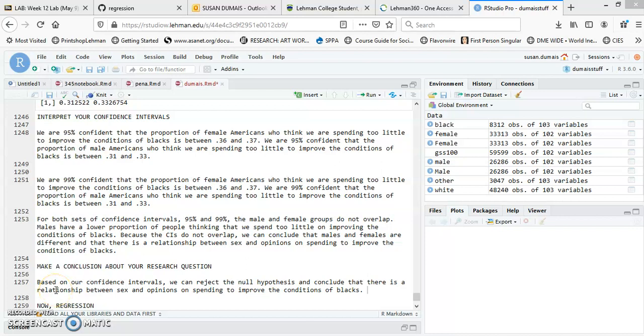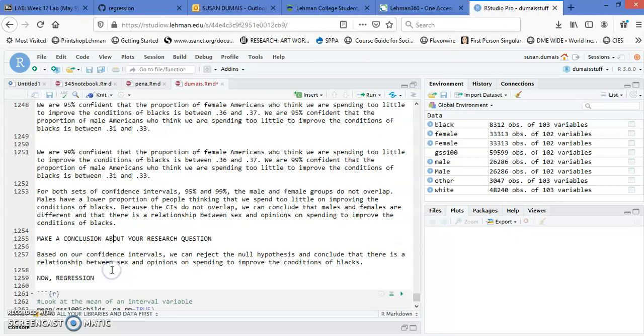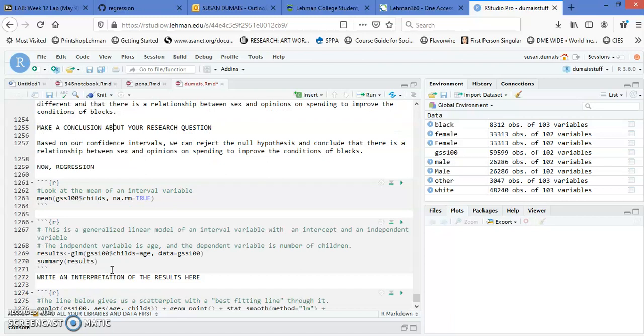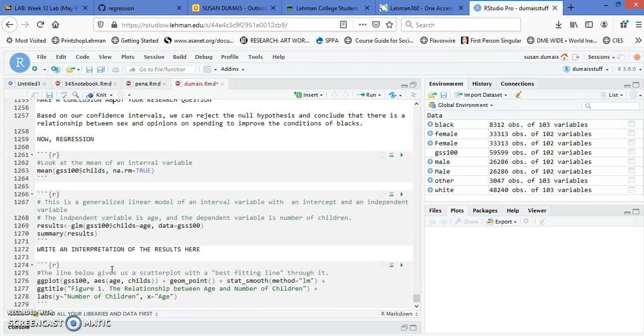Okay, and so we're back with part 2 of our week 12 lab video, and now we are going to be focusing on regression and scatter plots. So in this example, we are working with the dependent variable childs, how many children somebody has, and then we are looking at the independent variable age, how old someone is.